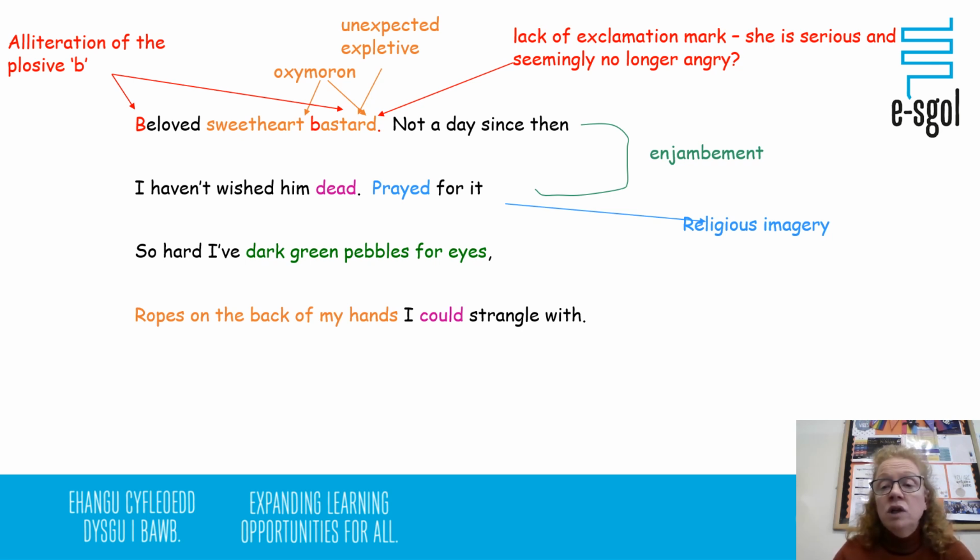There is some religious imagery in the poem, not a lot, but there are some occasional references, and this is one of them where she prayed for it. Obviously, again, we've got this sort of oxymoron because she's praying for revenge. She's praying for him to be dead.